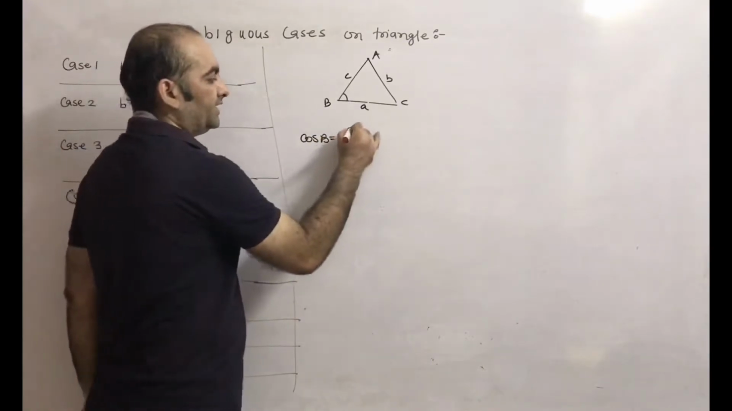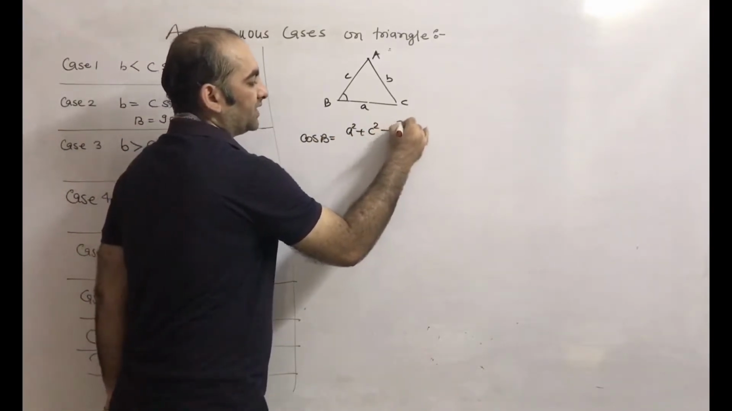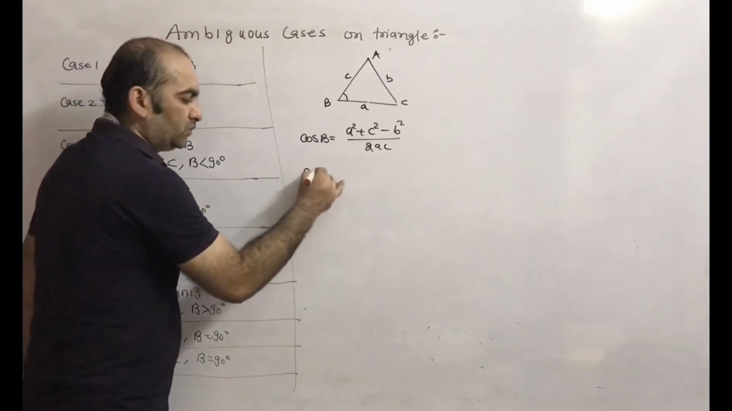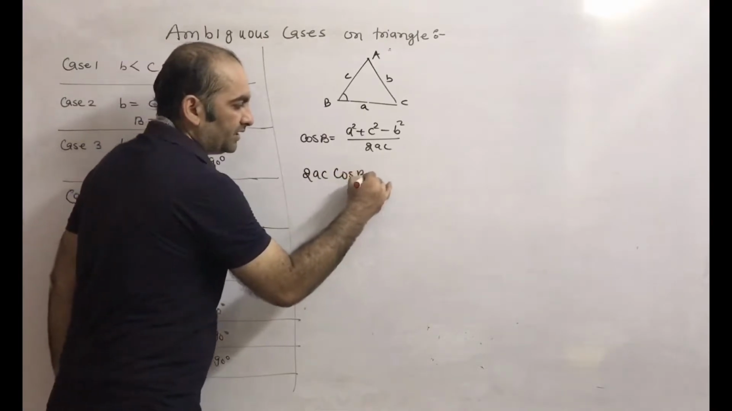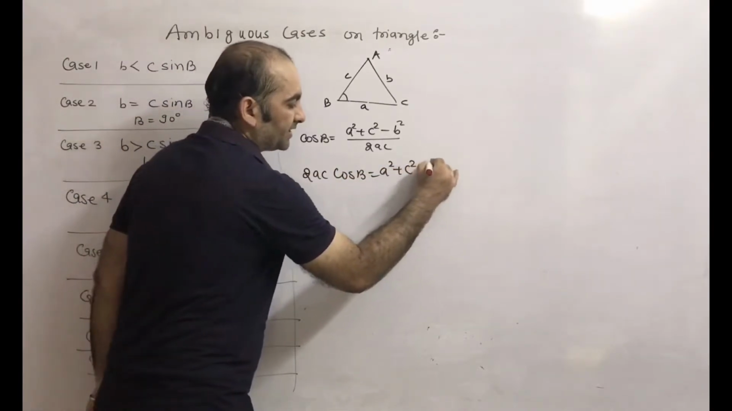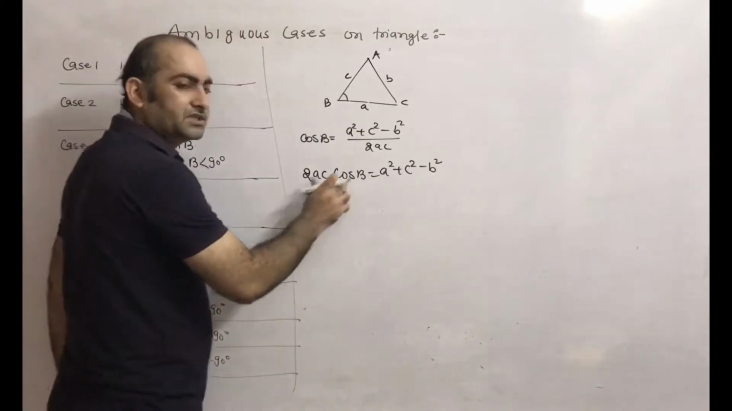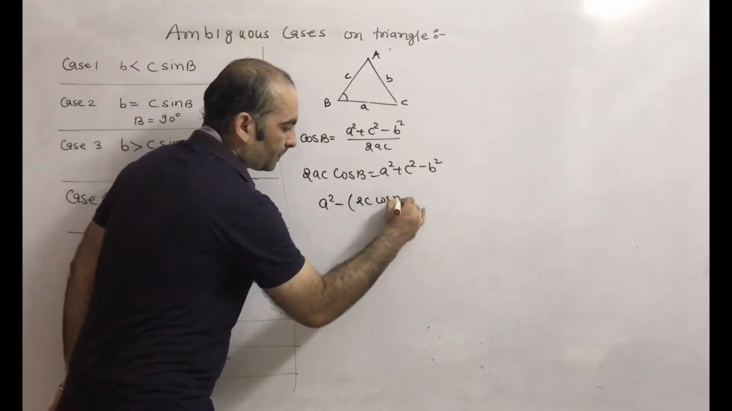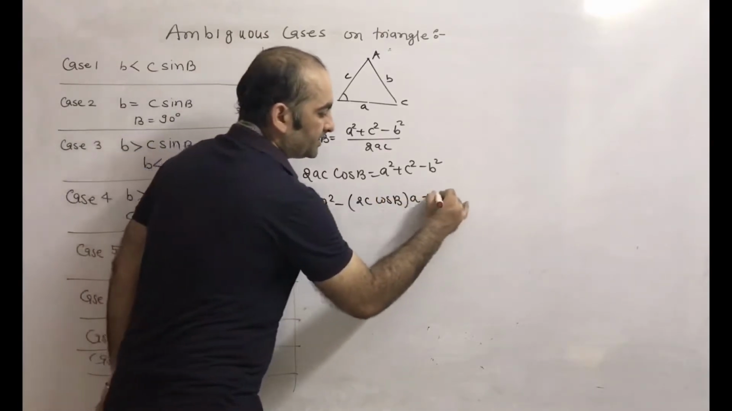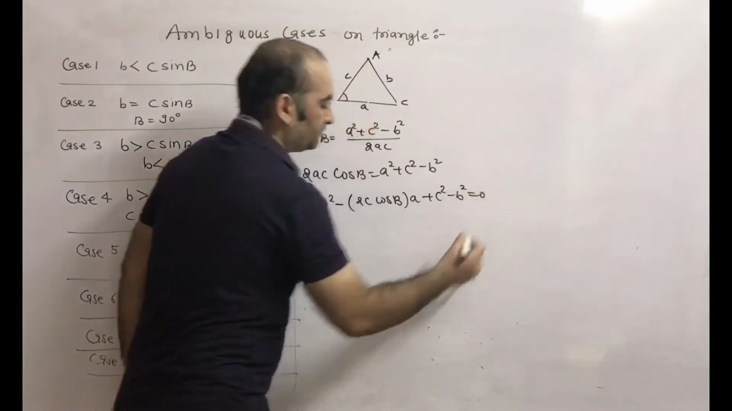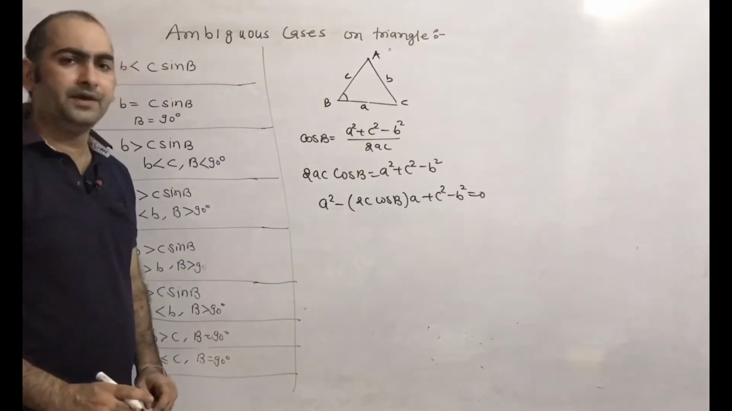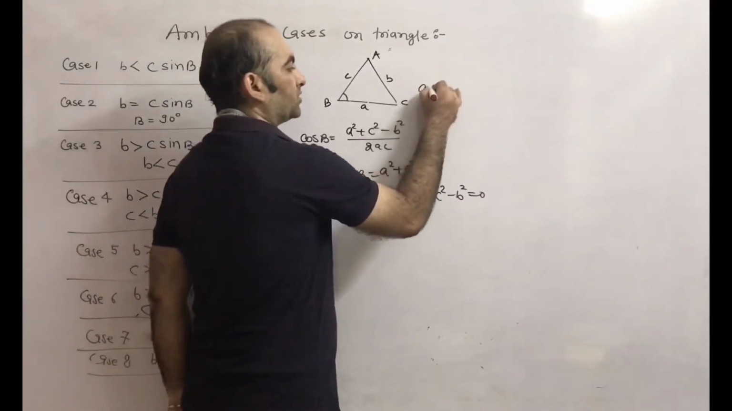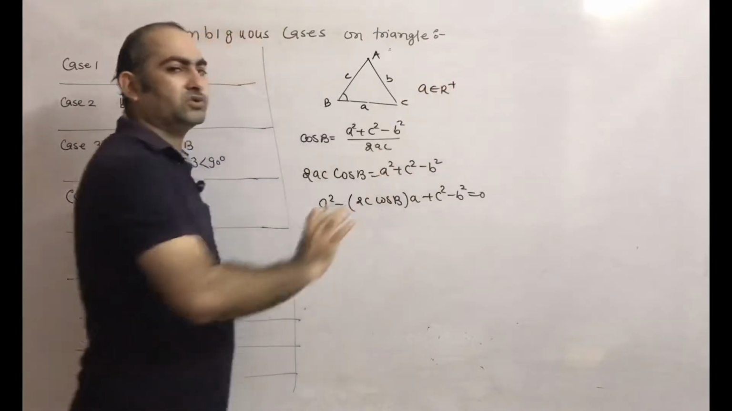Cos B is a square plus c square minus b square divided by 2ac. Cross multiply. So 2ac cos B equals a square plus c square minus b square. Taking everything to one side, we get a square minus 2c cos B times a plus c square minus b square equal to 0. We know that a is a side of a triangle, so a belongs to R plus.